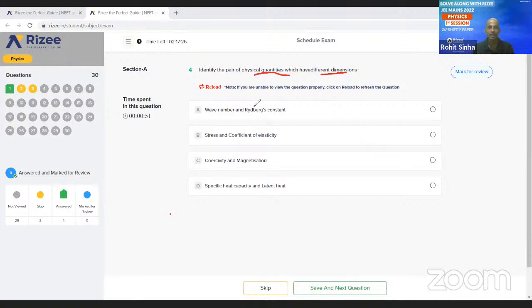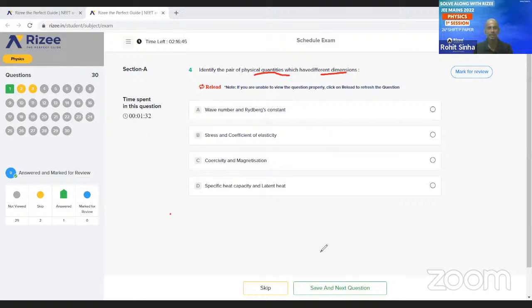Now try this. It is telling which have different dimensions. For this, you should remember the basic formulas of these physical quantities. So take your time, 10 to 15 seconds. Go through it and find the answer, or if you have any shortcut, you can use it. Don't bother, these questions are very easy.